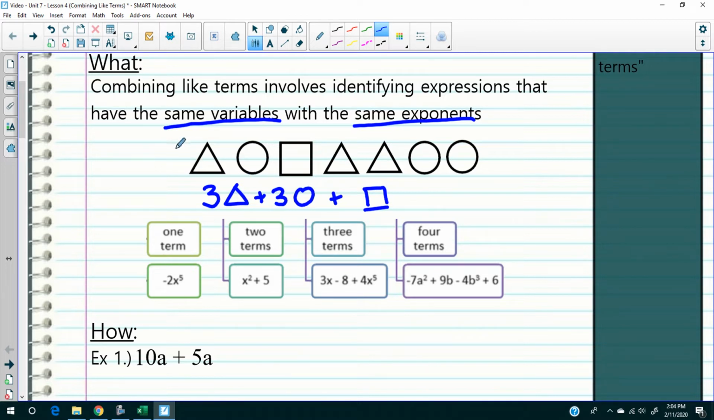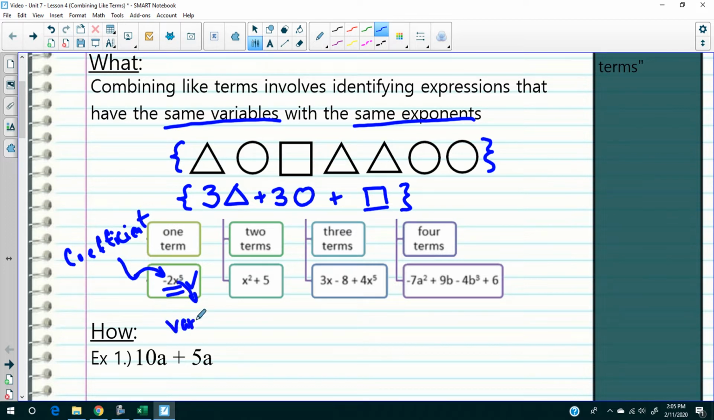So turning this group of symbols, of members, will give you this as a family, or ordering them by families. Now, one more thing. What's a term? This is a one-term expression. Why? Because it's got a number here that's called a coefficient. Here we got a variable.